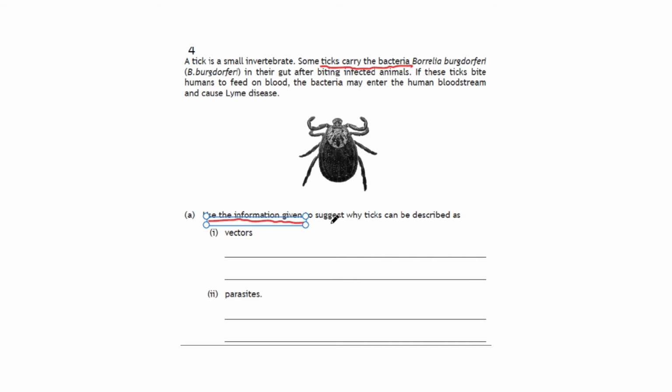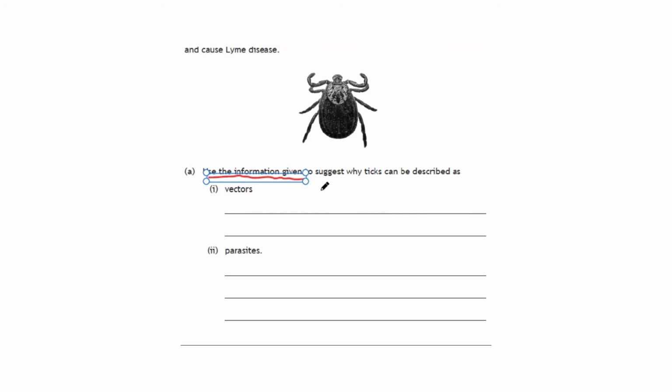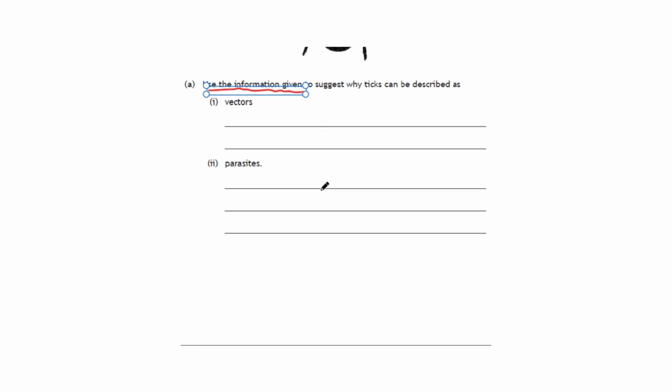And in the second one, why are they described as parasites? You're thinking about what your definition of parasite is, and that is that they take blood from the humans, or they take food, or they take energy from the humans. So it's this bit here, that they feed on blood. So for vectors, the answer was transfer bacteria to humans, and parasite is because they take blood from the humans. And also make sure you say for the parasite bit that this harms the humans as well. So they take energy from humans, who are harmed in the process.